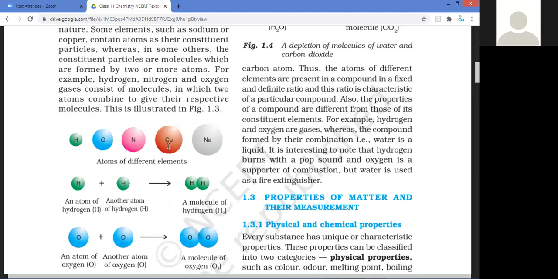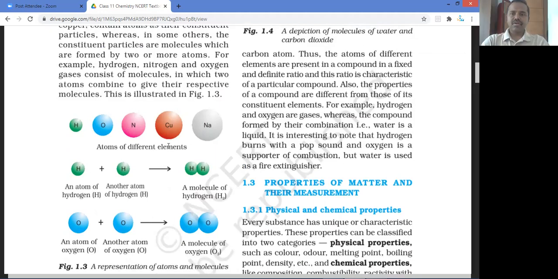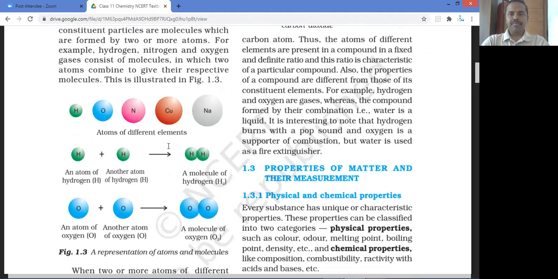Hydrogen and oxygen are gases, whereas the compound formed by their combination is a liquid. It's interesting to note that hydrogen burns with a pop sound and oxygen is a supporter of combustion, but water is used as a fire extinguisher.